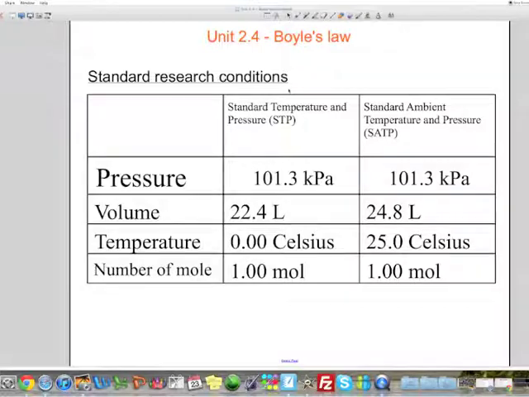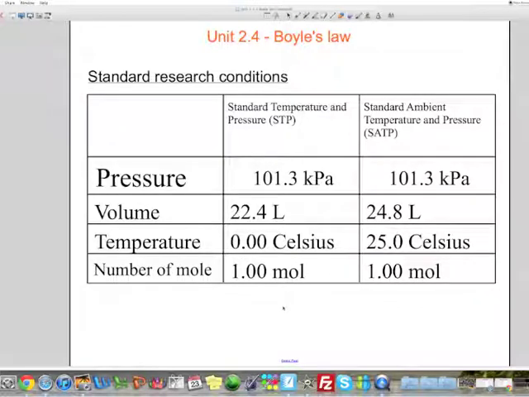At first they called them STP, standard temperature and pressure. They determined that if a gas is at 101.3 kilopascal, it will have a 22.4 liter volume at 0 degrees Celsius or 273 Kelvin, as long as they have 1 mole of gas. So all gases under these parameters behave the same way. They all have the same pressure, they all have the same volume, if they're at the same temperature, and if we have the same quantity of gas.